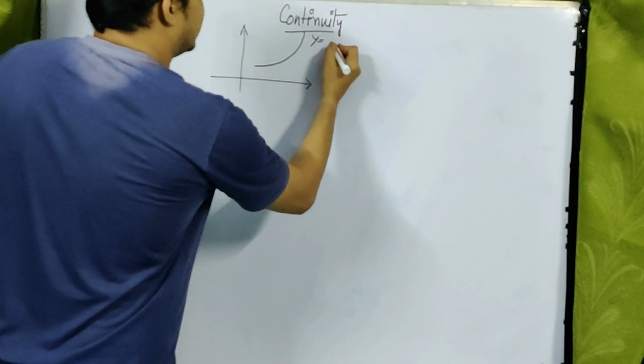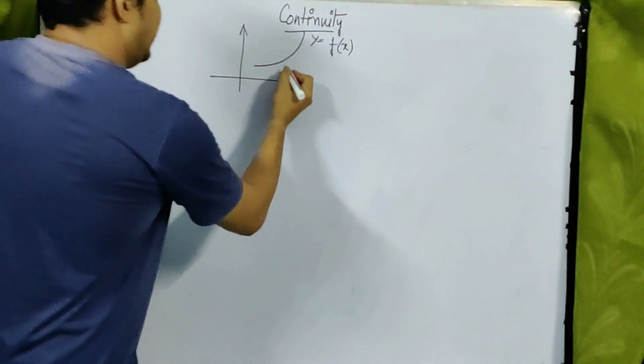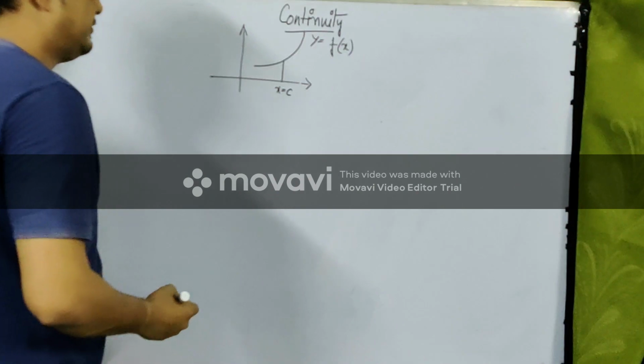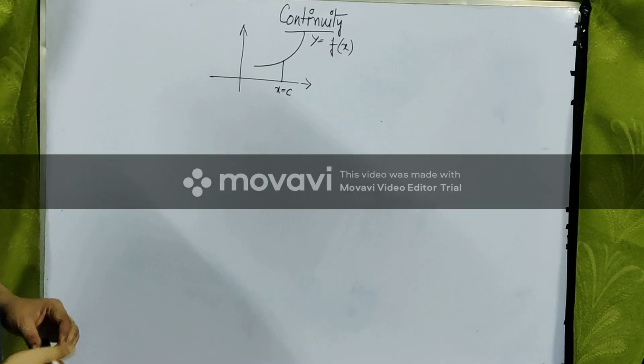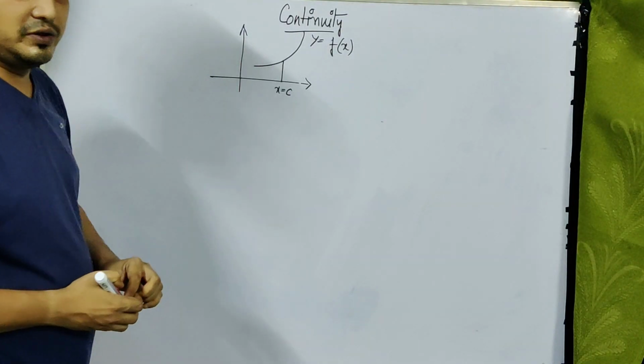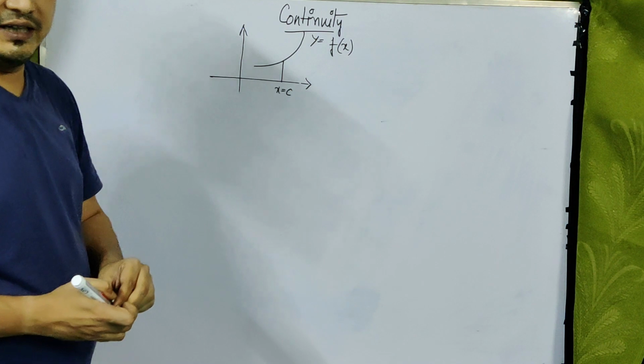So if there is a graph y equals f(x), and at the point x equals c we check and the graph is continuous on the two sides of this point x equals c, then we say that particular graph is continuous.